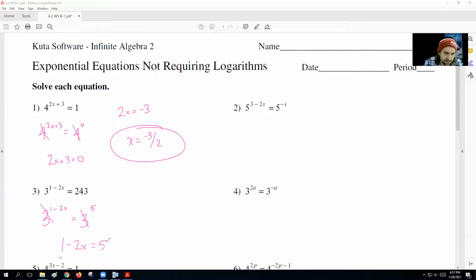All right, so we're going to minus 1 over on both sides. We get a negative 2x is equal to 5 minus 1 is 4. And we divide 4 divided by negative 2 is negative 2. Remember, we can always take these answers, plug them back in to make sure we did this right.